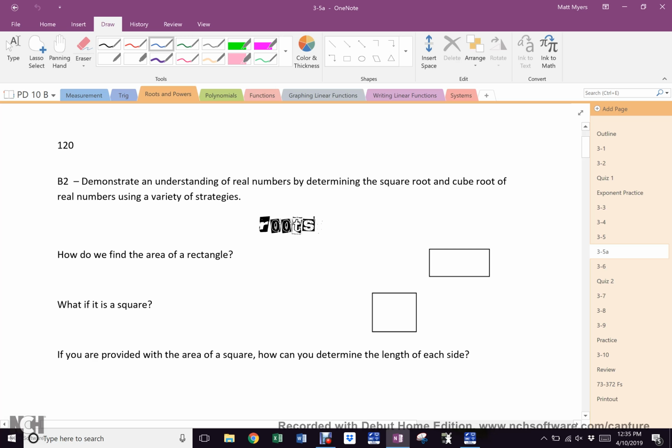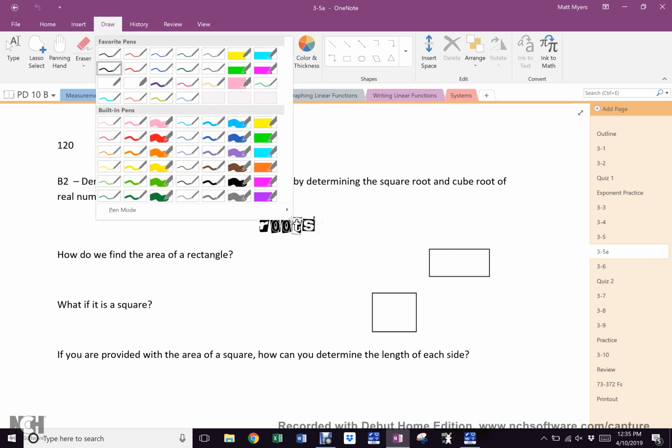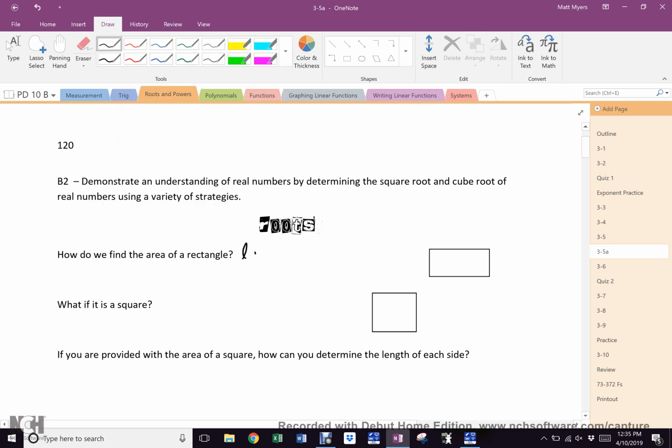Okay. How do we find the area of a rectangle? L times W. You've always been taught that L is the longer side, W is the shorter side, easy peasy, lemon squeezy, yeah? Because if W is 2 and L is 4, the area is 8, right? You already know all this.